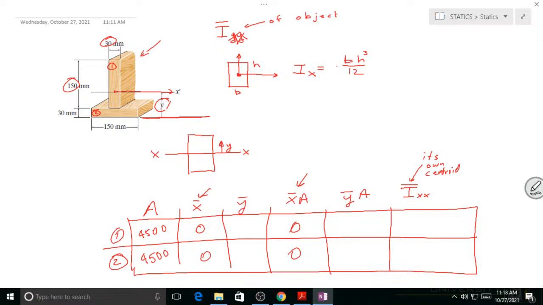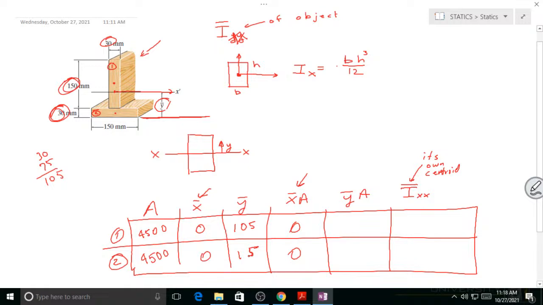Okay, so here we go. The Y bar of 1 is, I'm going to move up 30, and then half of that, which is 30 and 75, that's 105, I think. So that's 105 for the first one. The second one is just halfway up, and its centroid is right here. So that's 15.